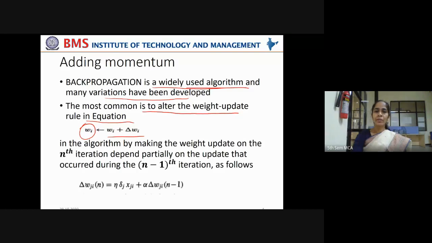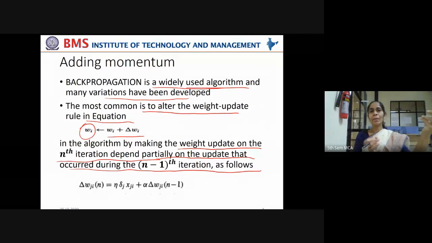In this equation, we can make a small change by making the weight update on the nth iteration depend partially on the update that occurred during the n-1th iteration, as follows. Meaning the weight adjustment that you do in the nth iteration depends on the update that happened in the n-1th iteration, that is, its previous iteration. How is it done?